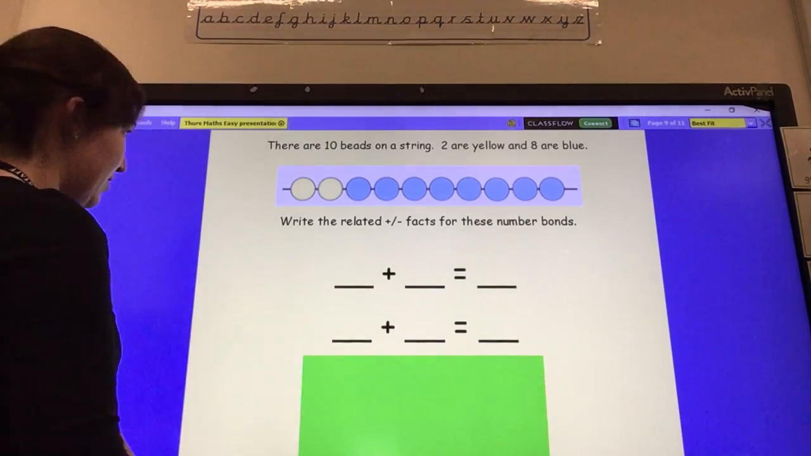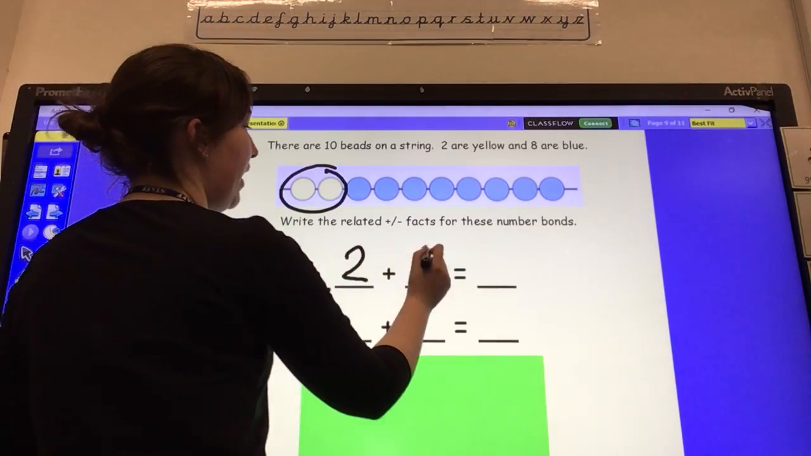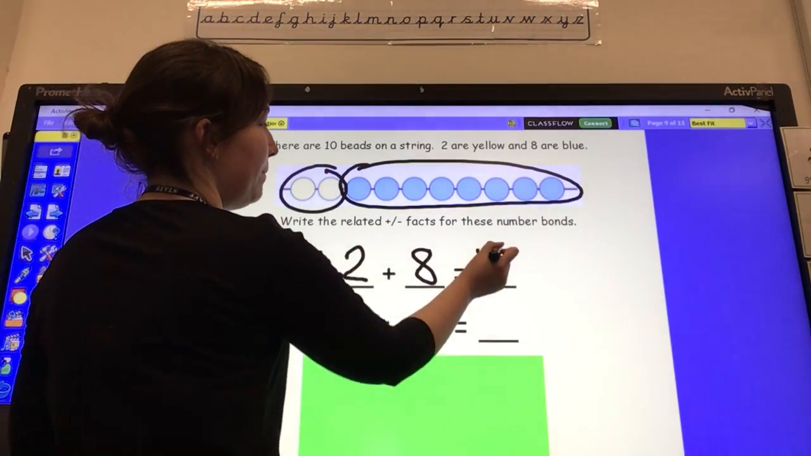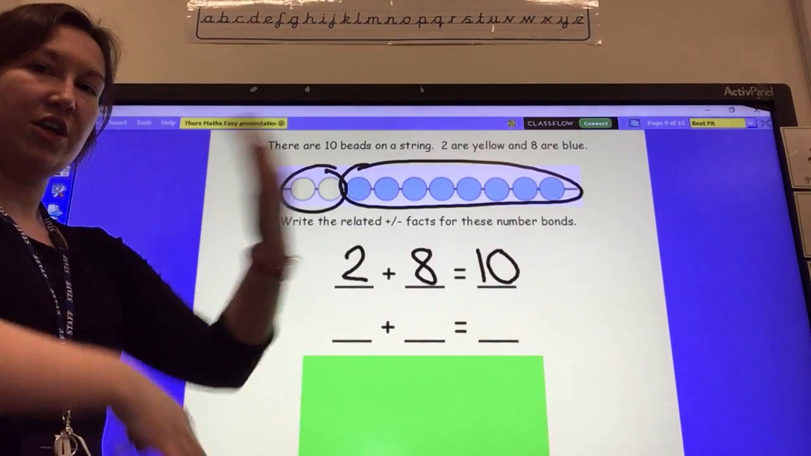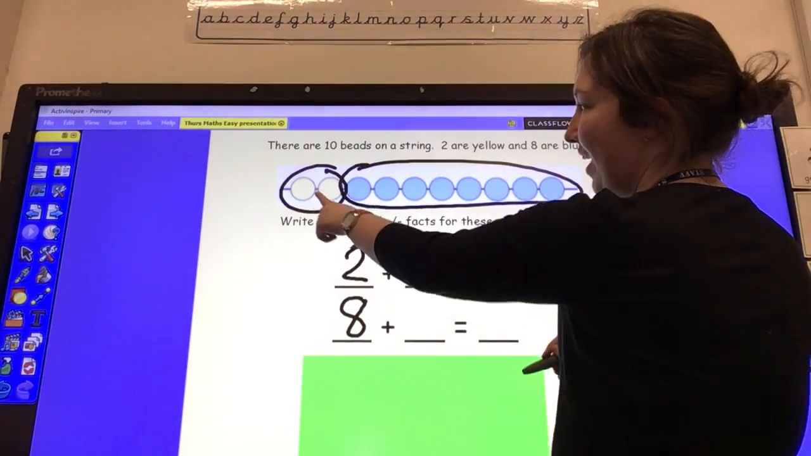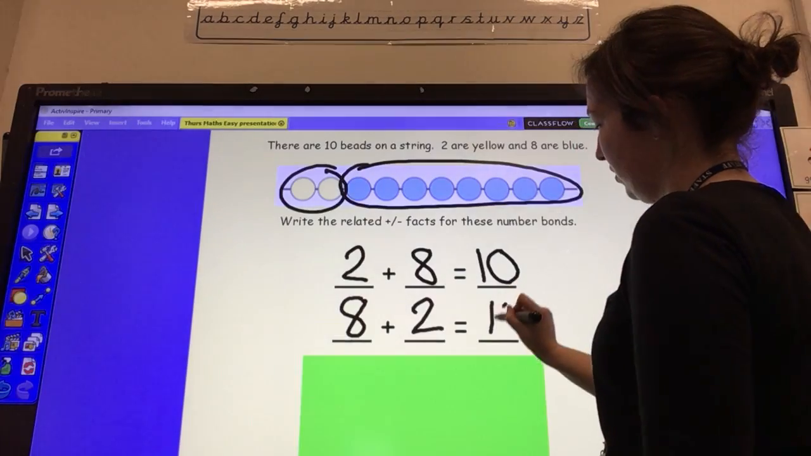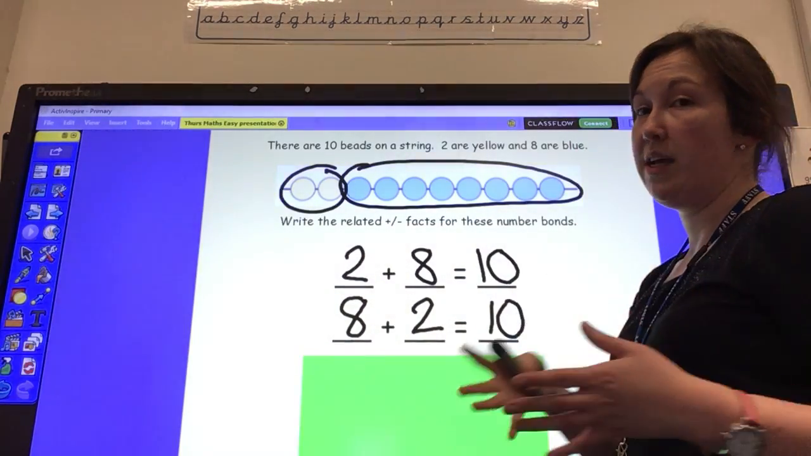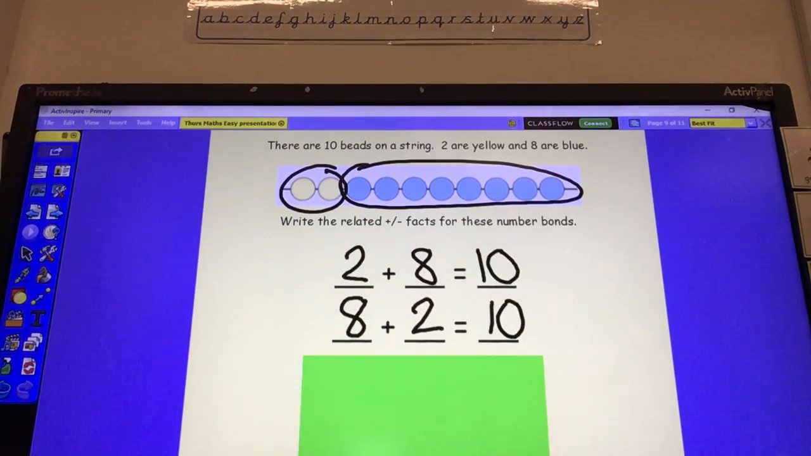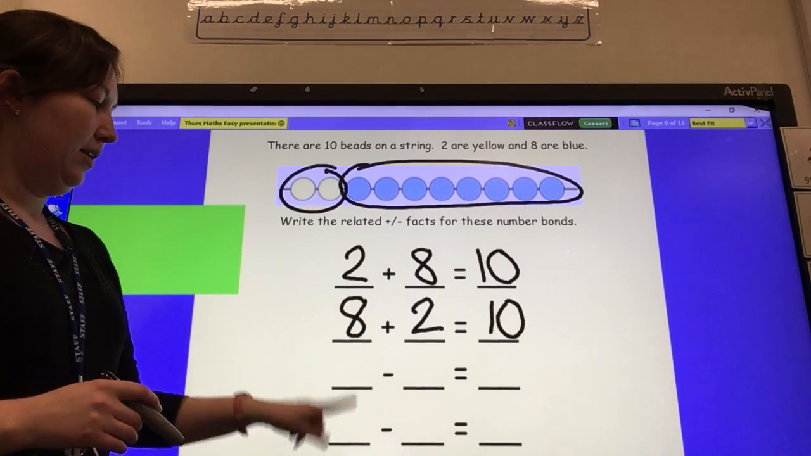Right, so I've got 2 yellow ones and I've got 8 blue ones. And 2 add 8 makes 10. Then I can turn it around. I can start with my 8 blue ones and I can add 2 onto it. So 8 add 2 equals 10. Now remember, you could use 10 objects to help you with this question. That is absolutely fine if you wanted to solve it in a similar way to Monday. Then I'm going to reveal the next part.